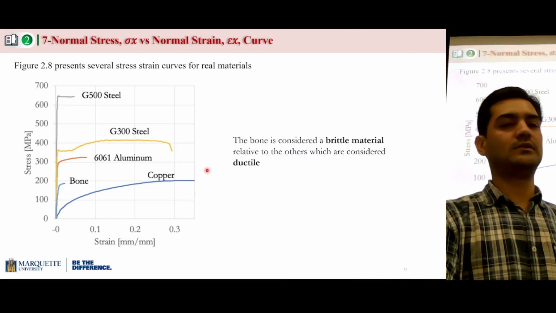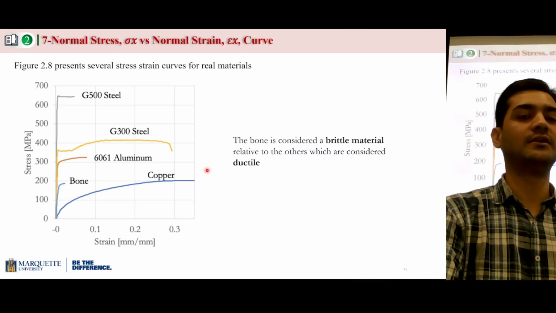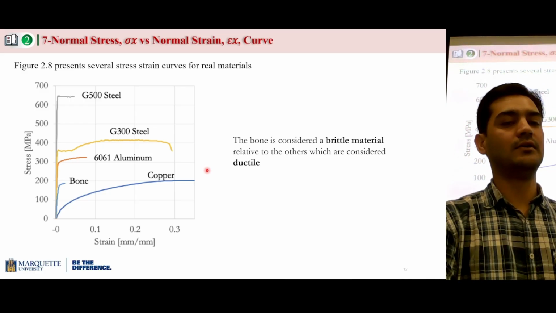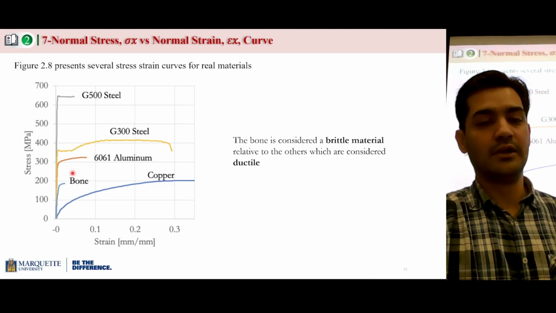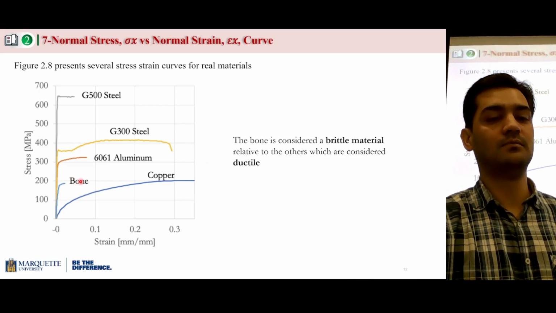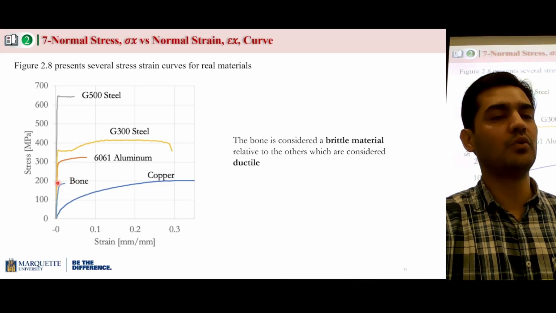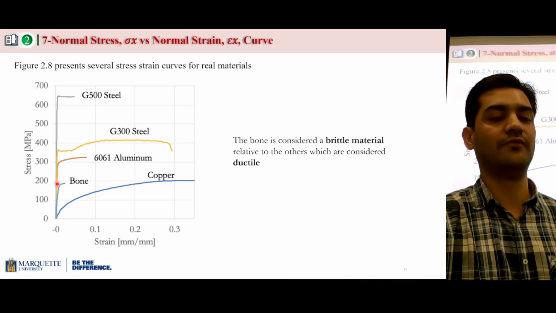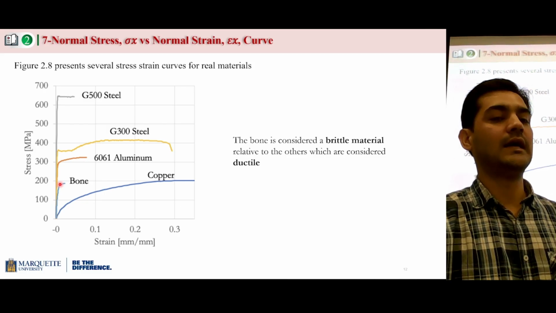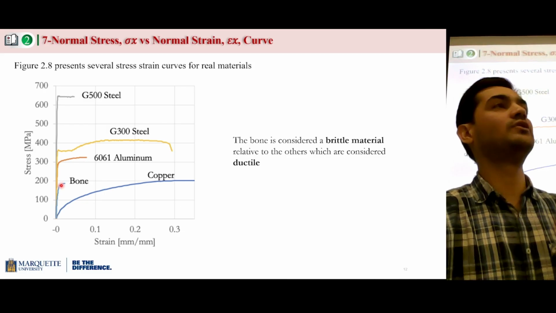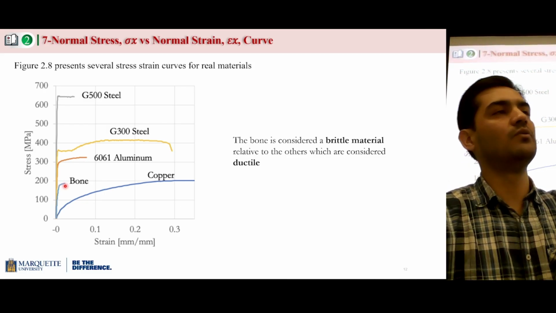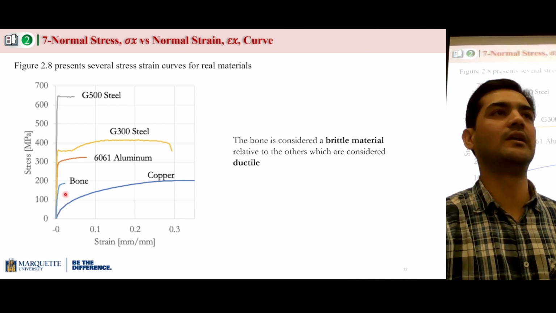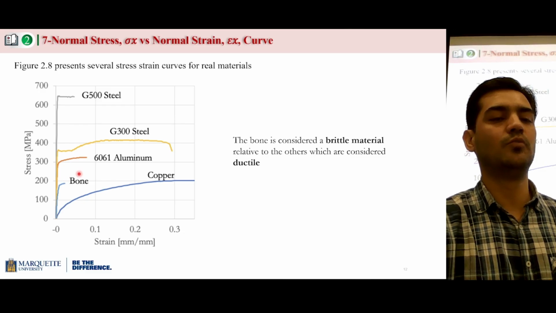And different materials have different stress strain curves, and you can know a lot about that material by looking at the stress strain curve. For example, you can see this bone material. You can see it can only take 200 megapascal of stress. So if you apply force that will result in stresses more than 200, then it will fracture, the bone will fail. And also it can take very little strain, so it cannot elongate much. So the bone is a brittle material.